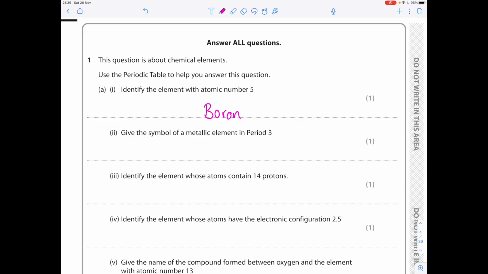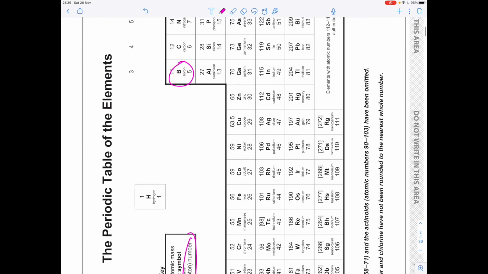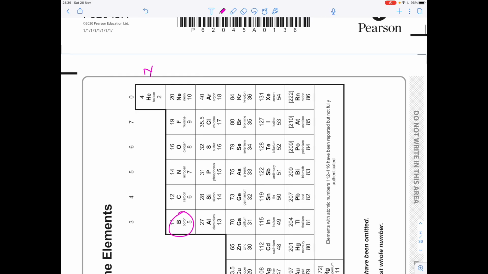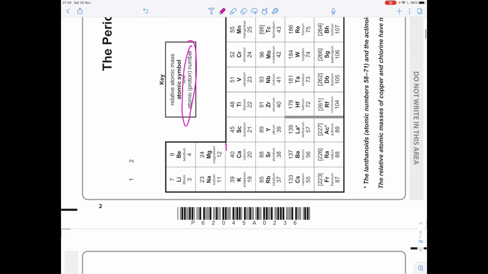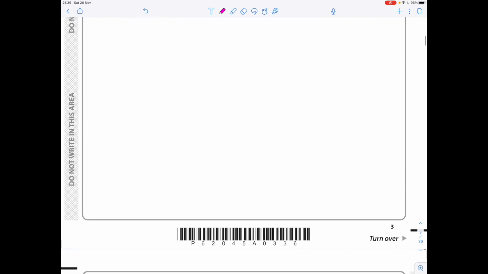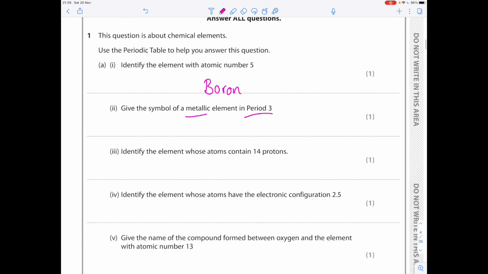Give the symbol of a metallic element in period 3. So let's count down the periods. Here's period 1, here's period 2, here's period 3. We need to look at the left hand side of the periodic table, so we could either pick sodium or magnesium. Aluminium would also have been fine.